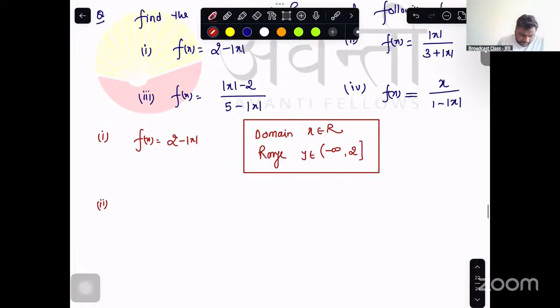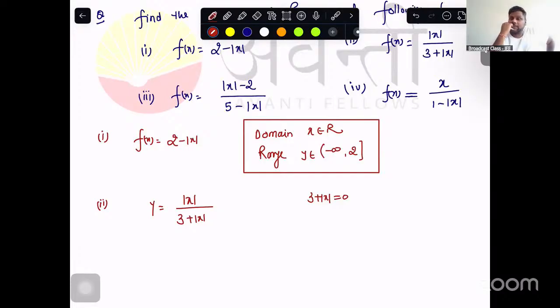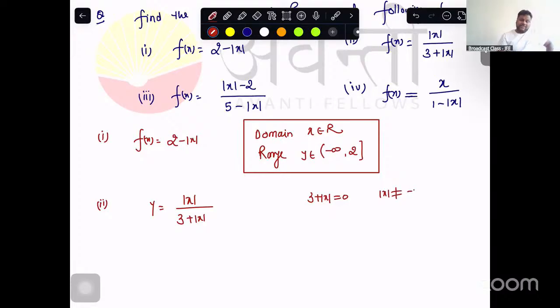Now, the second question is y equals mod x upon 3 plus mod x. First of all, tell me one thing. Is this denominator ever going to be 0? 3 plus mod x equals 0? Are we going to get any real x from here? No, sir. We can't. So mod x is not equal to minus 3. So that means the domain is going to be x belongs to R. Correct?